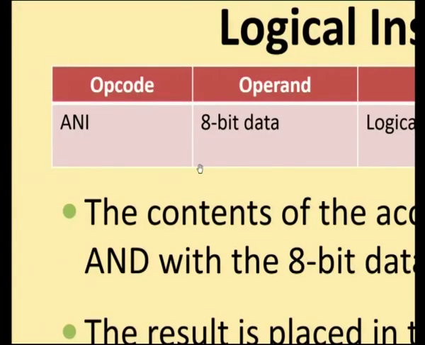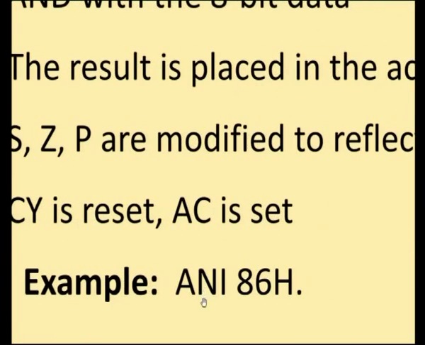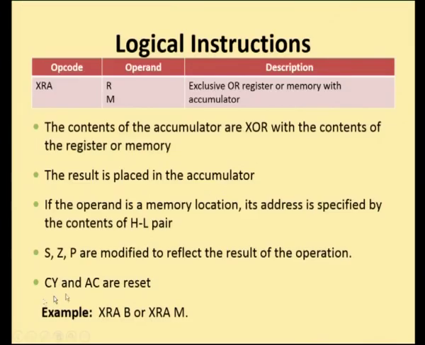This is another format for the AND operation. The accumulator content can be directly ANDed with 8-bit data by using the instruction ANI 8-bit data. So, the given 8-bit data is directly logically ANDed with the accumulator content. The result is stored in the accumulator. This is the example, ANI 86. So, the unknown value in the accumulator is logically ANDed with the given immediate data 86. After that, the result will be stored in the accumulator.